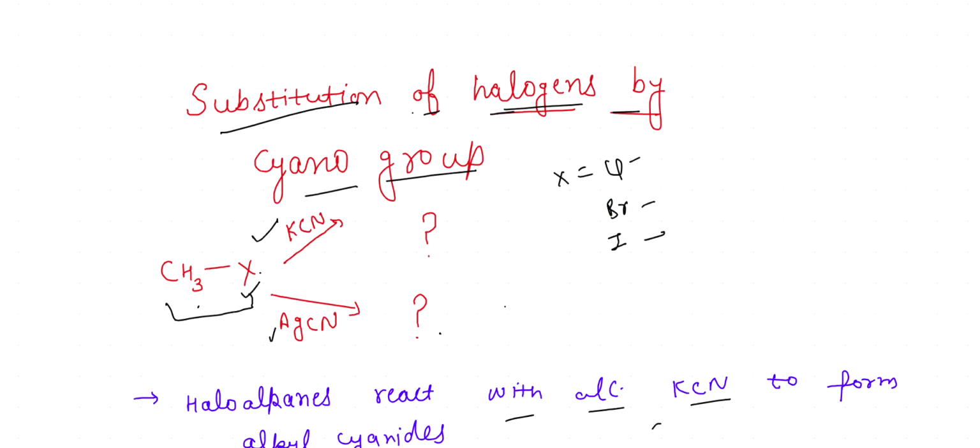In the first case, where the reagent is potassium cyanide, we get the product as cyanide. And in the second case, the reagent used is silver cyanide and the product obtained is isocyanide. As we know, in chemistry as well as in pharmaceutical chemistry, these reactions have a major role and are used to get the products which contain cyanide as well.